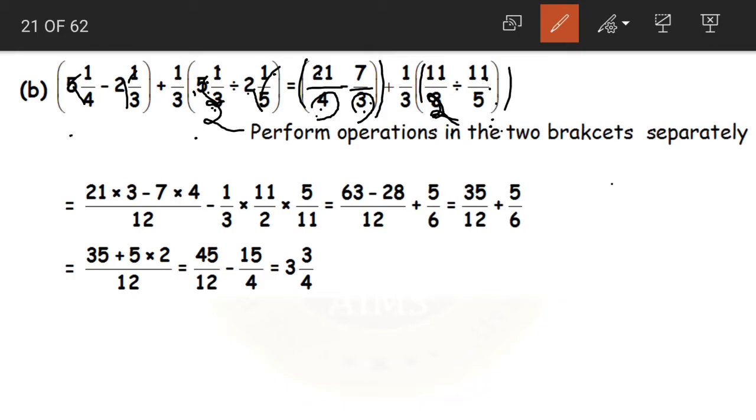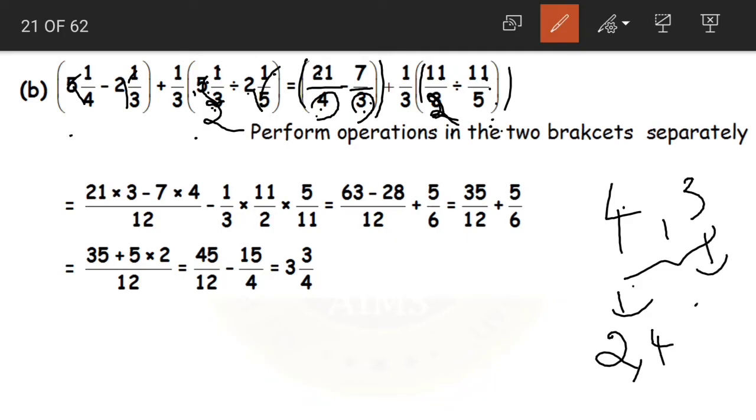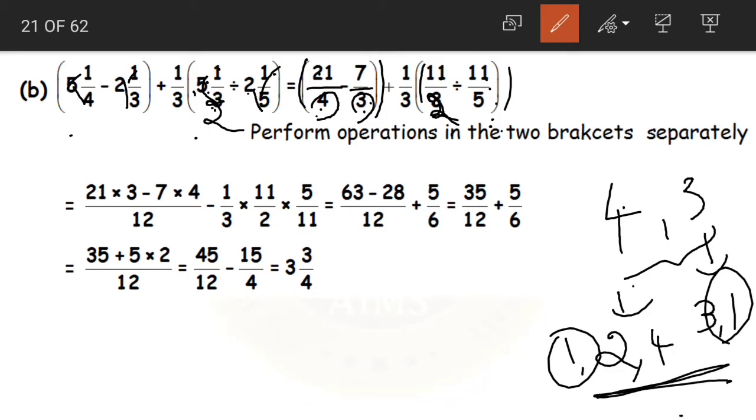Now another trick for LCM, students: we have two numbers, 4 and 3. They do not have any common factors. The factors of 4 are 1, 2 and 4, and the factors of 3 are 3 and 1. Except 1, there are no common factors between these two. In such cases, their LCM becomes their product. Again, 4 3s are 12.